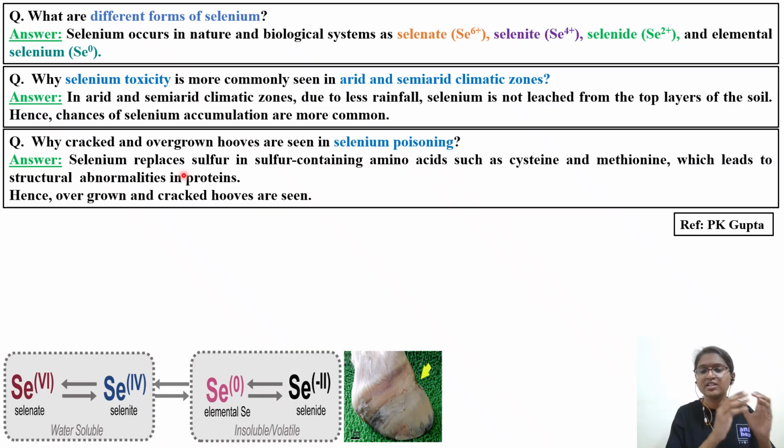So whenever you consume selenium, what happens? Selenium in your body is going to replace these two amino acids, cysteine and methionine, because of which you will have these hoof changes. Which leads to structural abnormalities in the proteins. Hence, overgrown and cracked hooves are seen.